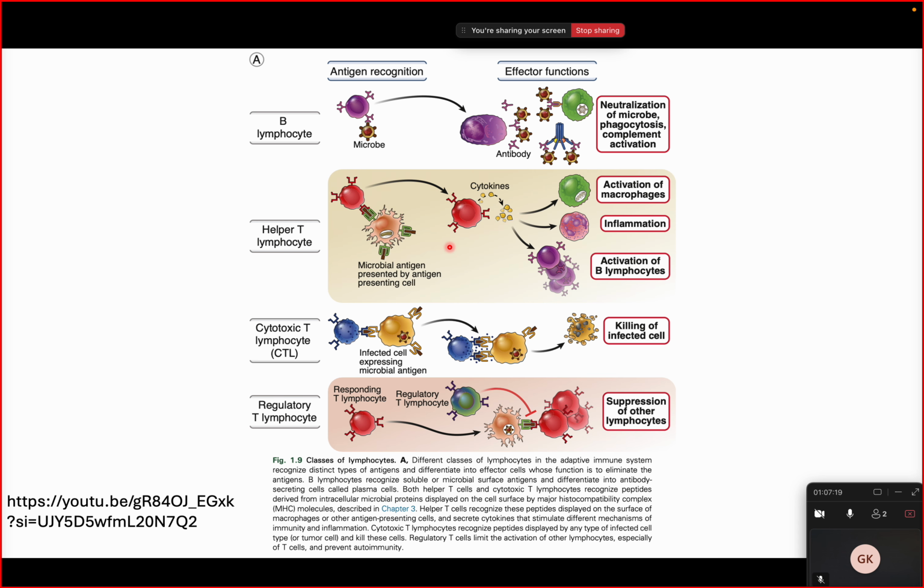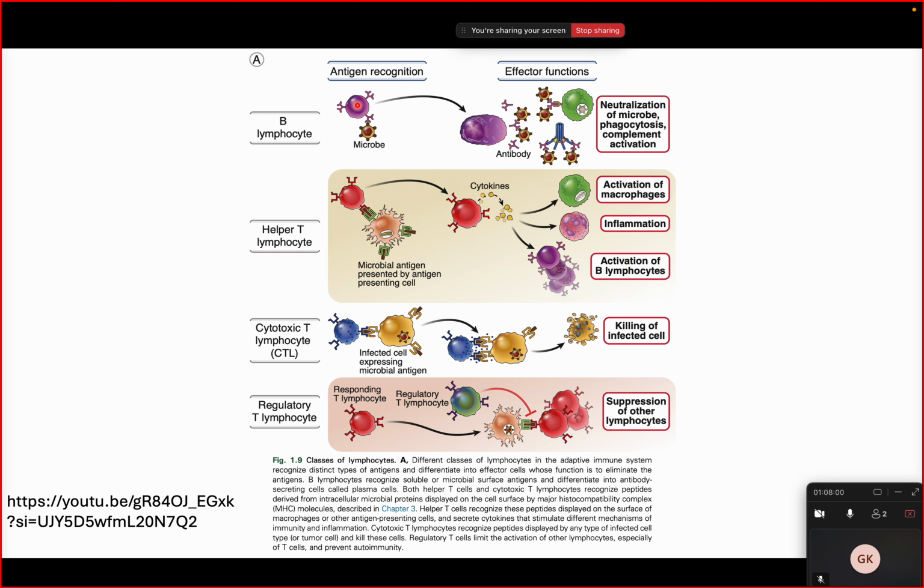So, B cell, whenever it recognizes the antigen, it produces the antibody, which basically either neutralizes the microbe, helps in phagocytosis, or activates the complement system. Okay. When we are talking about T lymphocytes, specifically the T helper cell, what they do is they basically help the macrophages which have the bacteria, by encouraging the macrophage to digest that bacteria.